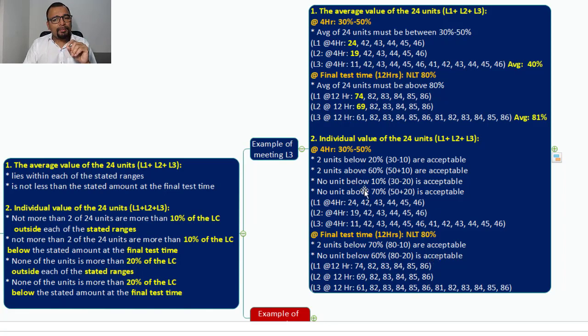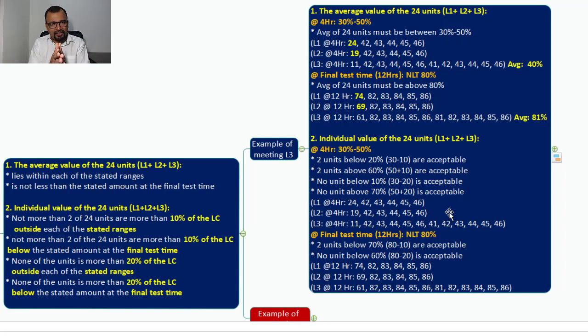So the acceptance criteria for fourth hour is 30 to 50%. So 2 units below 20% are acceptable. And what is the basis of 20%? Our lowest range is 30%, and minus 10 becomes 20%. The 2 units above 60% are also acceptable.